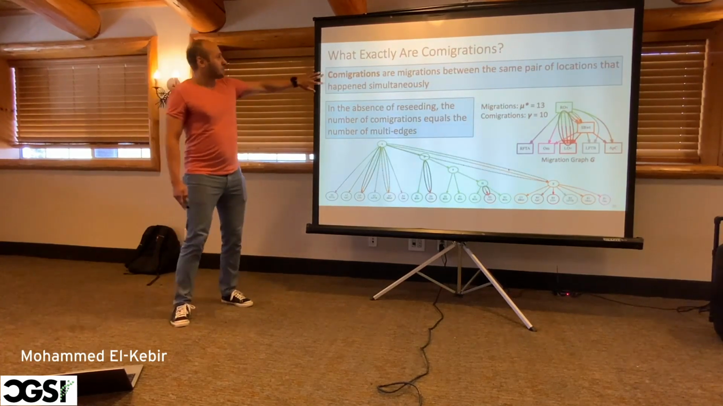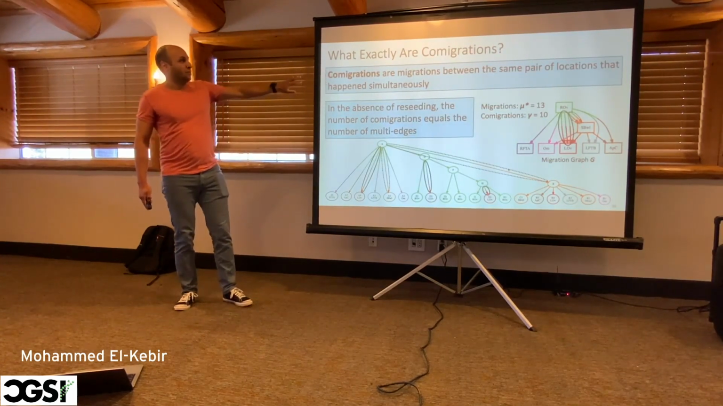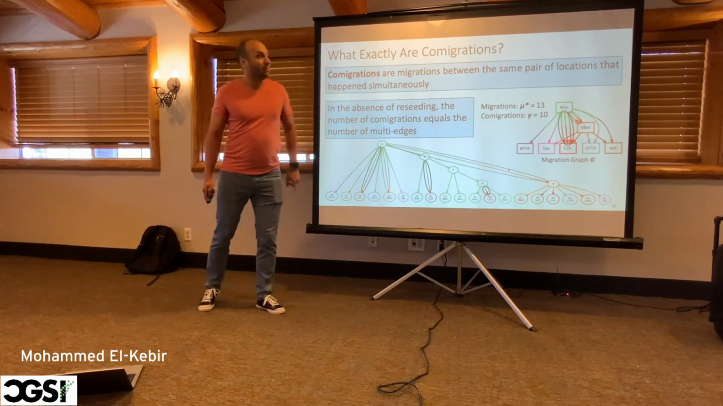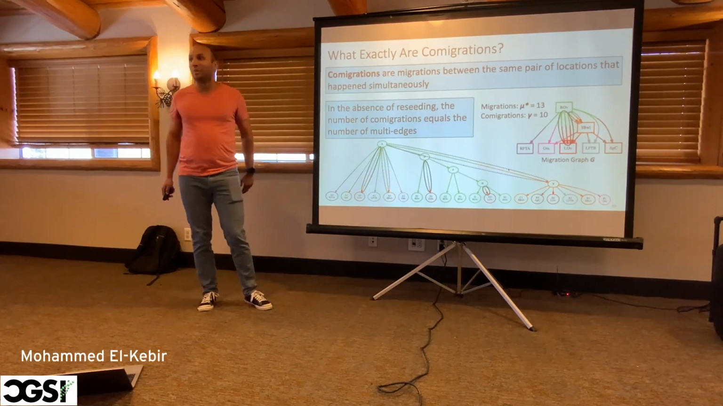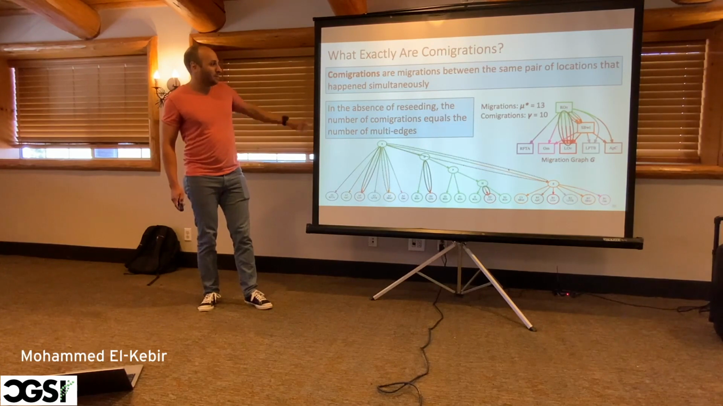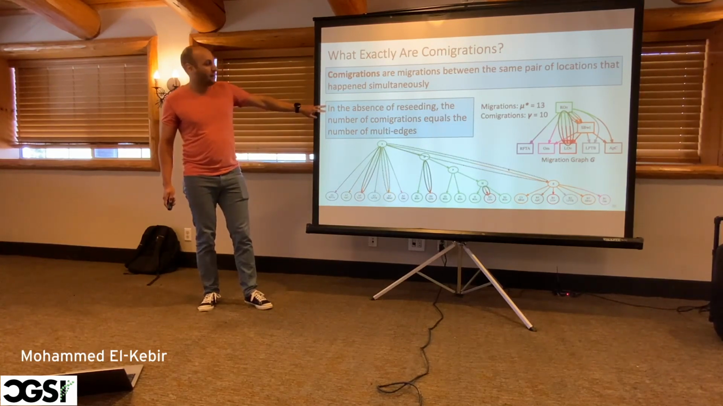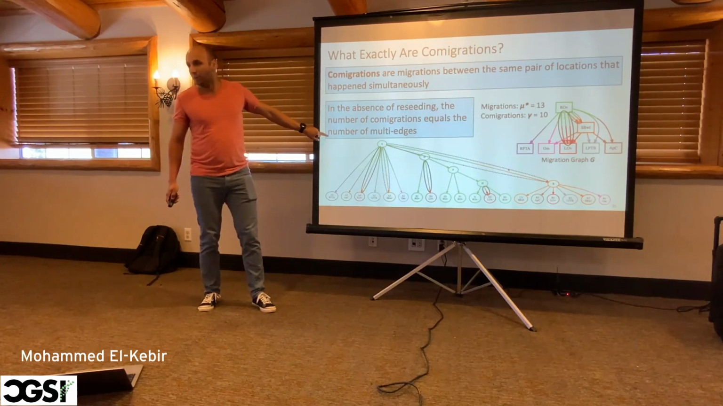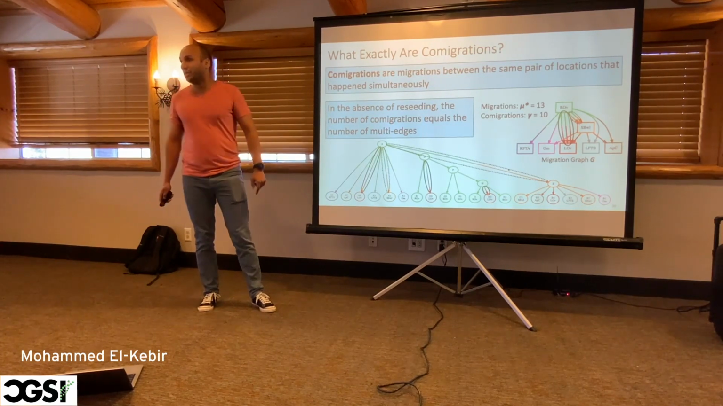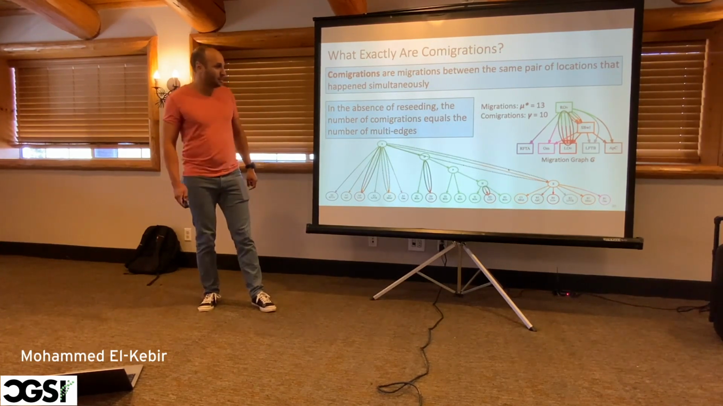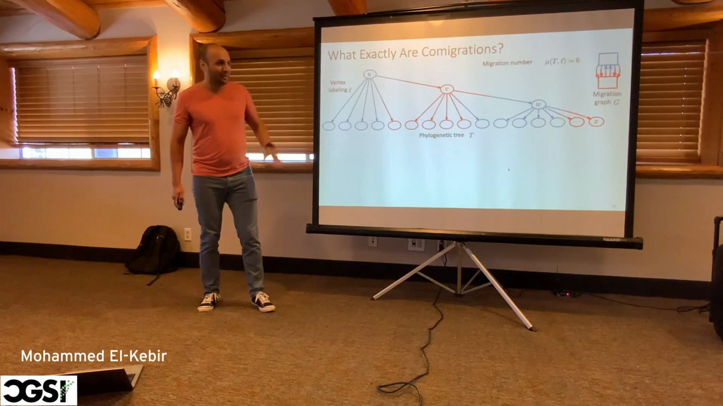So here's a more precise definition. Co-migrations are migrations between the same pair of locations that happen simultaneously. If there is no reseeding, the number of co-migrations equals the number of multi-edges in the migration graph. Let's look at reseeding.